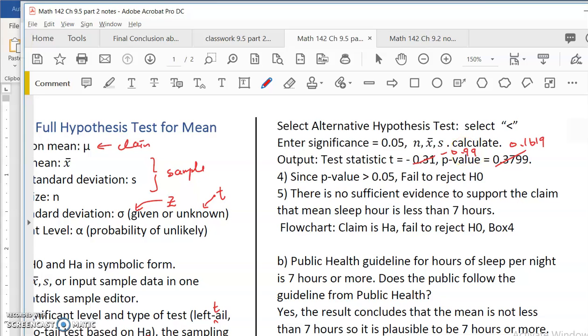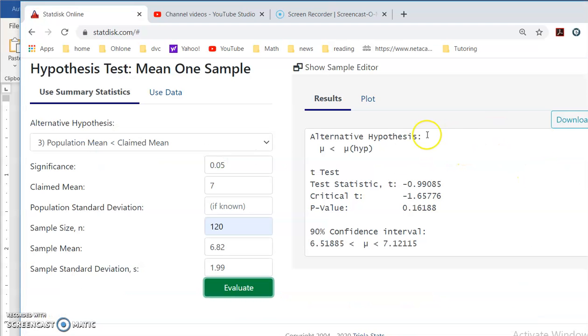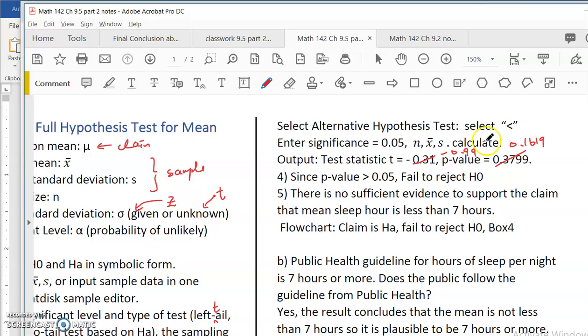6.82. Maybe I put in 6.28 or something. Oh no, my sample size, I wrote 120. It should be 12. Yes, so that is right. T is negative 0.31. That's right. So I don't have a mistake. I just entered something wrong. So it is important that you double check carefully.